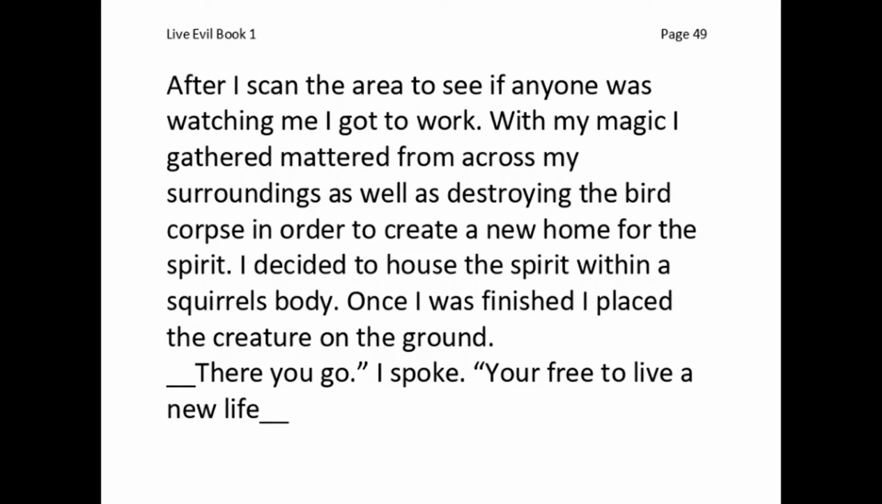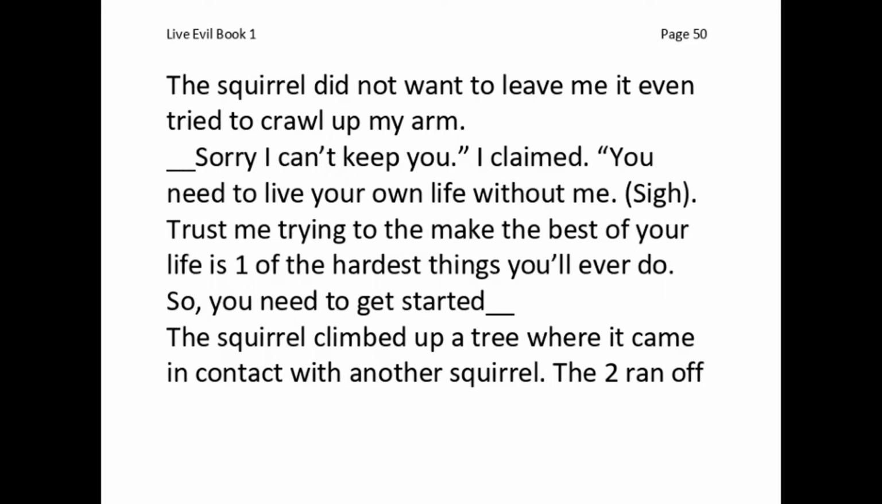I decided to house the spirit within a squirrel's body. Once I was finished, I placed the creature on the ground. "There you go," I spoke. "You're free to live a new life." The squirrel did not want to leave me. It even tried to crawl up my arm. "Sorry, I can't keep you," I claimed. "You need to live your own life without me." Sigh. "Trust me, trying to make the best of your life is one of the hardest things you'll ever do. So you need to get started."